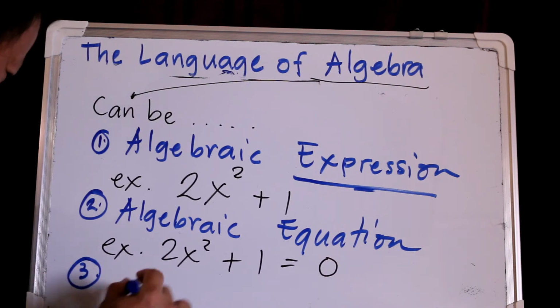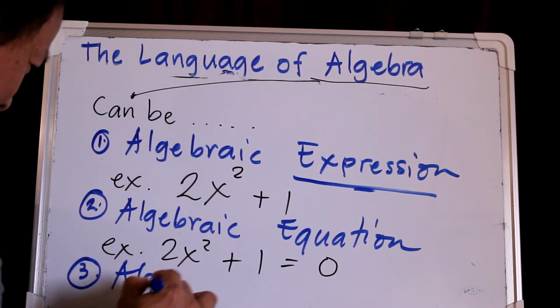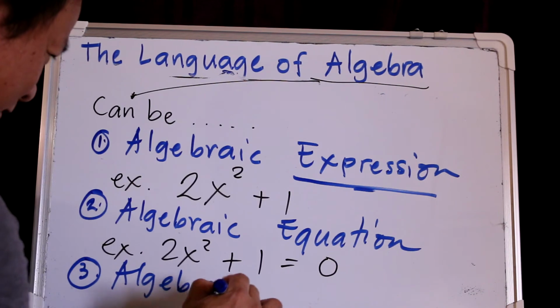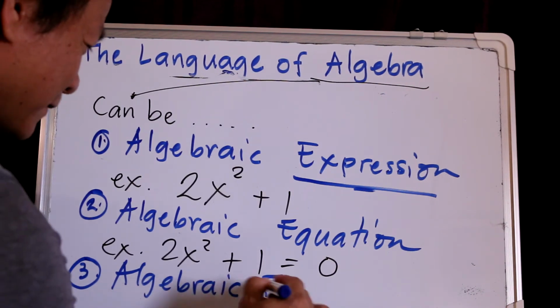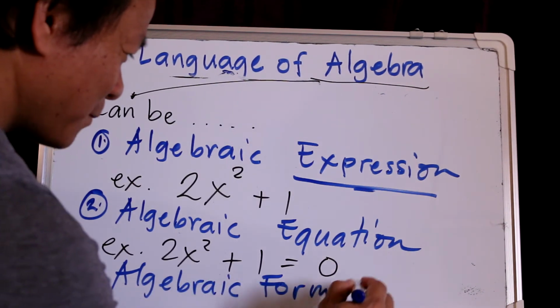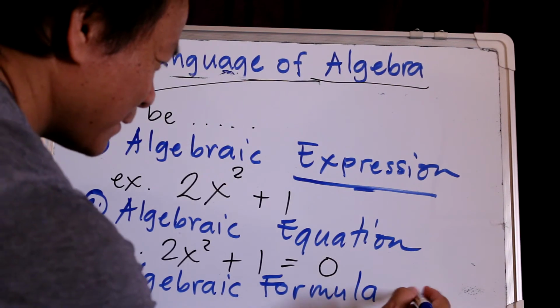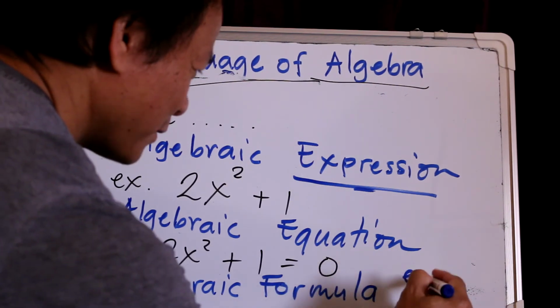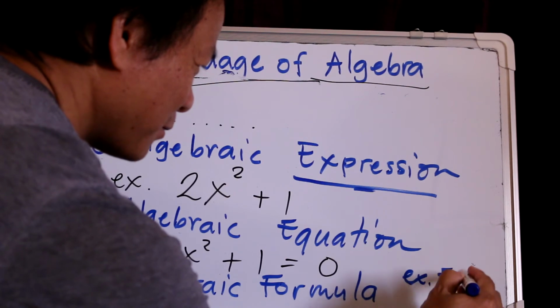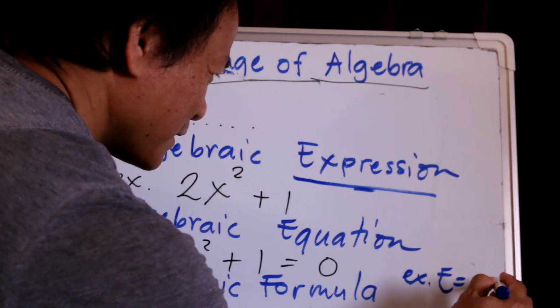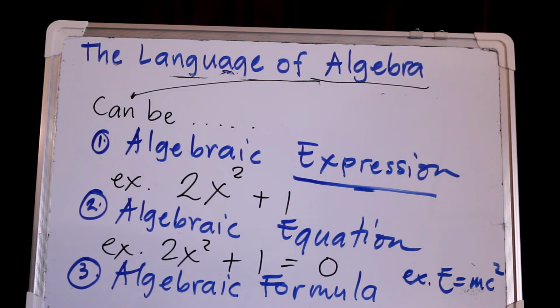Three, you can have an algebraic formula. You are familiar with E equals mc squared. So this is a formula.